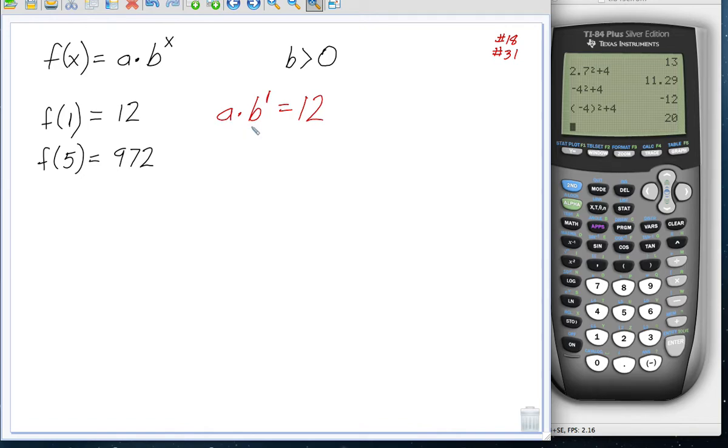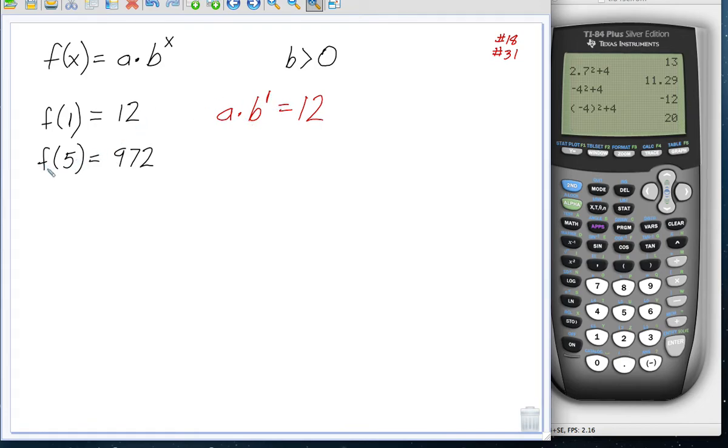That doesn't tell me what A is, it doesn't tell me what B is. It just tells me that if I multiply them together, I get 12 for an answer. Maybe A is 1 and B is 12. Maybe A is 12 and B is 1. Maybe A is 4 and B is 3, and so on, and so on.